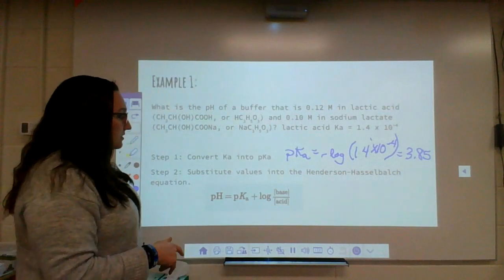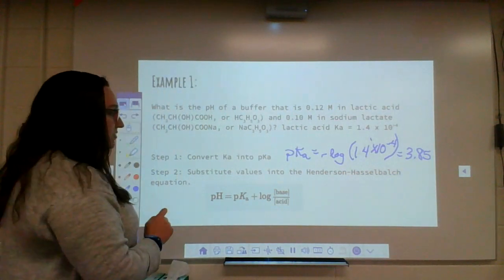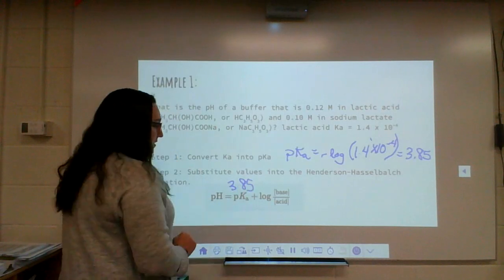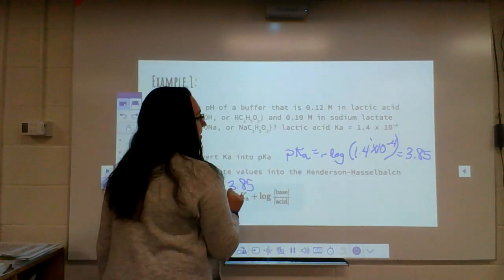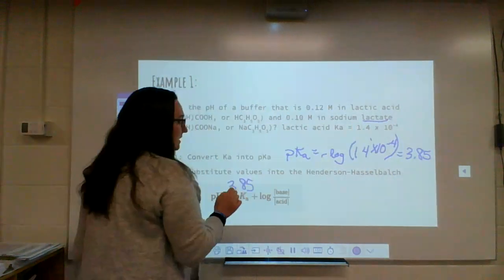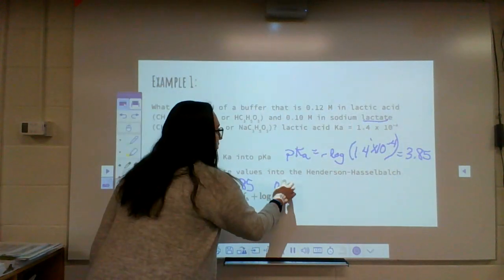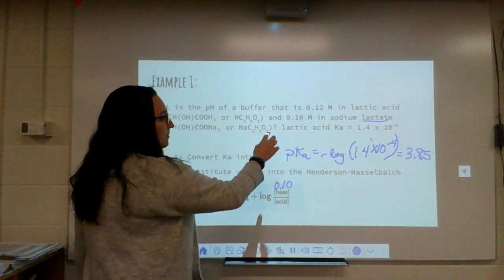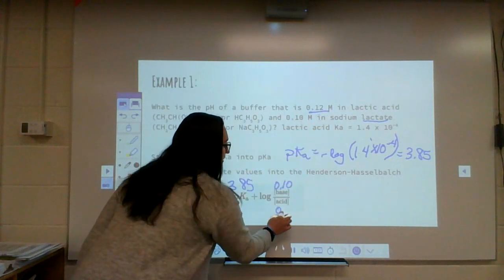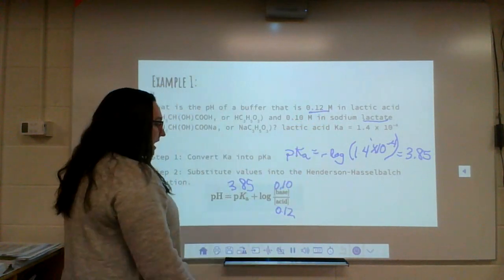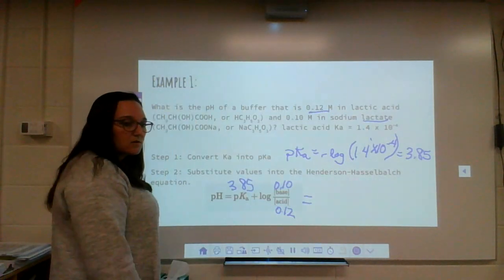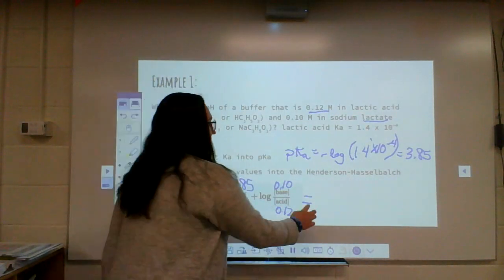Now we're going to substitute our known values into this equation. So I'll have 3.85 for my pKa, and then the concentration of the base, that's my sodium lactate, so that'll be 0.10. And for my acid, that's the lactic acid, so it'll be 0.12. And so plugging this into my calculator, I'll find that the pH is equal to 3.77.